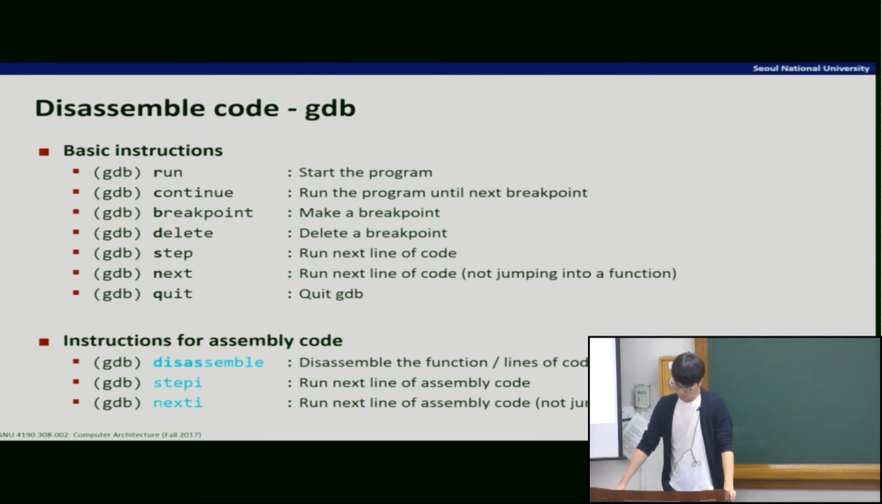Delete means delete a breakpoint. It also requires an additional argument such as a function name or address. Step executes the next line of code. If the next line is a function, then it goes into the function. And next is the same as step, but it does not go into the function. If you want to quit GDB, press q, then GDB exits.